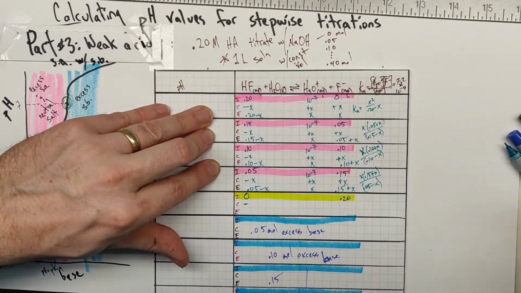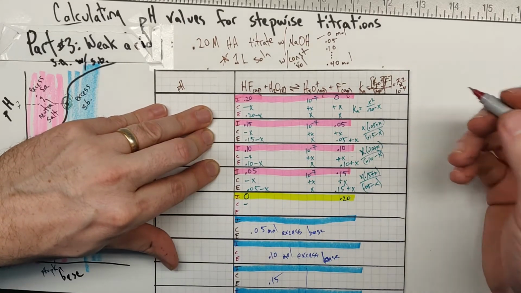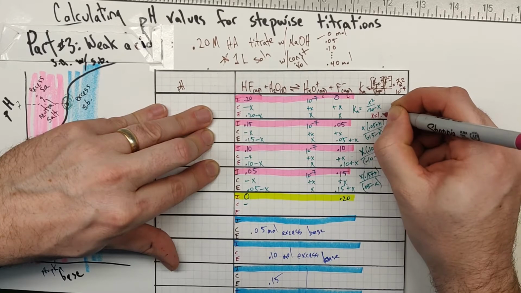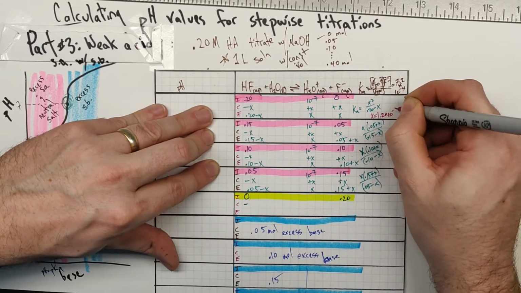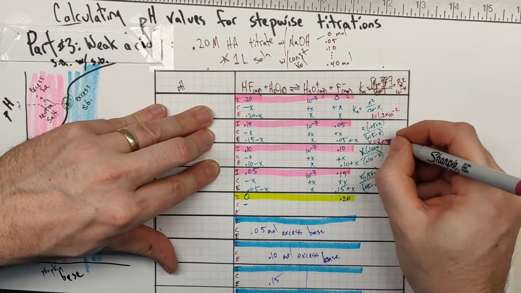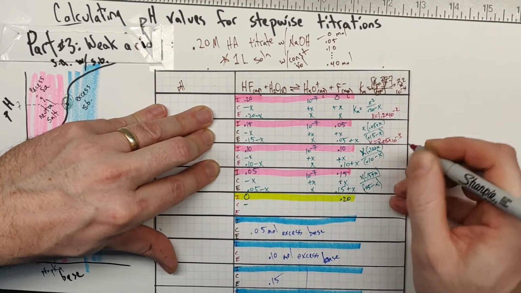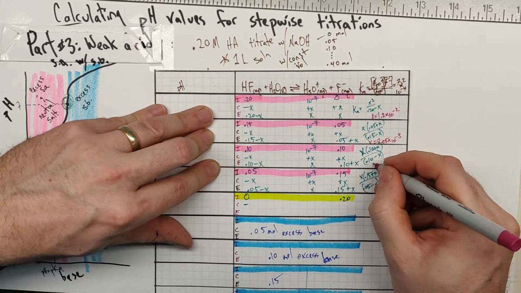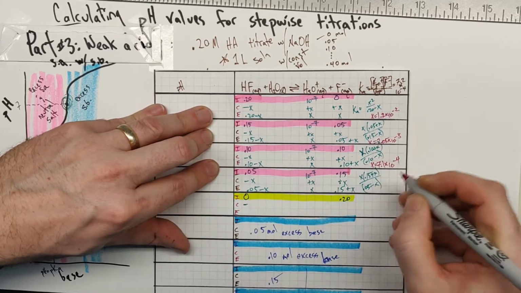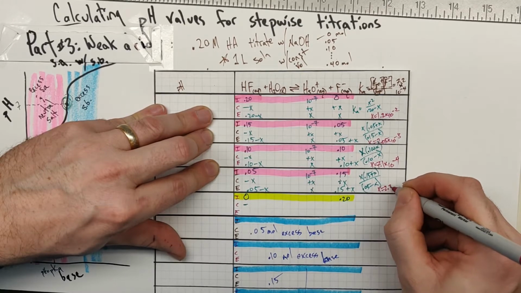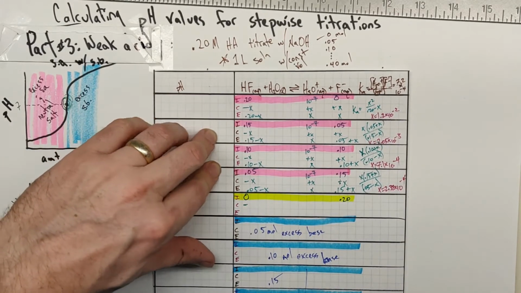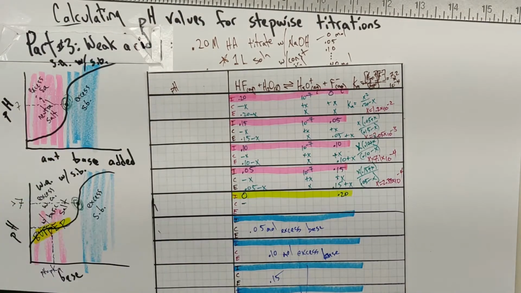I calculated those earlier, and we end up with x equals 1.2 times 10 to the minus second, x equals 2.05 times 10 to the minus third, x equals 7.1 times 10 to the minus fourth, and x equals 2.38 times 10 to the minus fourth, 2.4, ignoring sig figs or whatever.